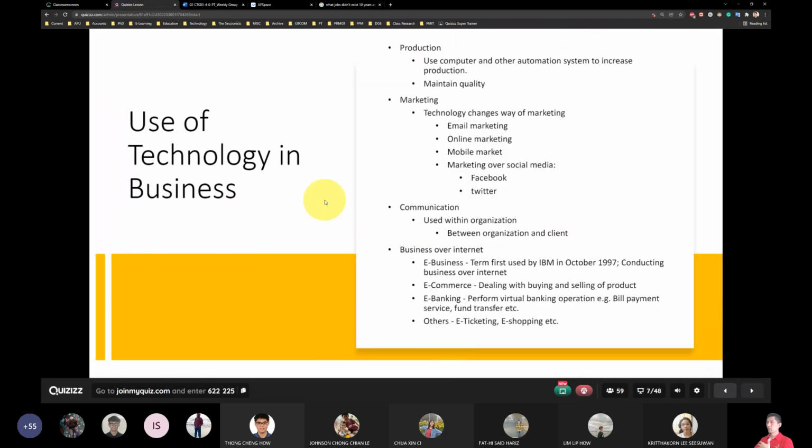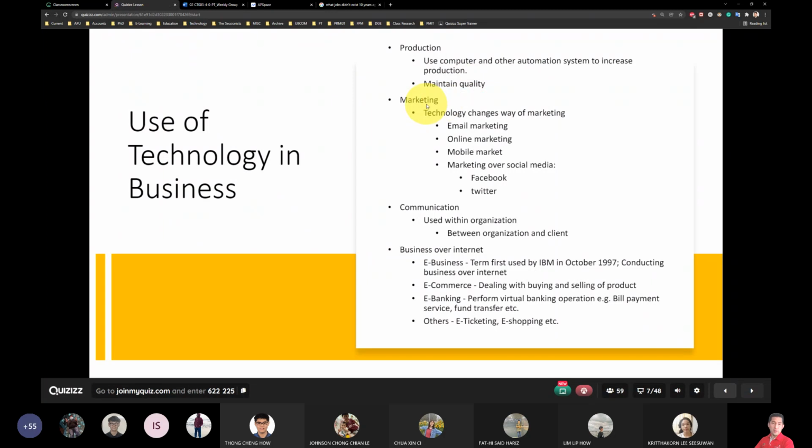All right. So the use of technology in business, as it was highlighted earlier, as you saw, right? So in production, this is one of the main areas where technology first got into when it comes to businesses, yeah, to increase productivity. That is the main reason why a lot of businesses were considering technology to begin with, right? Using computers and a lot of different automated and automation systems in order to increase productivity, right? And at the same time, maintaining quality, of course.